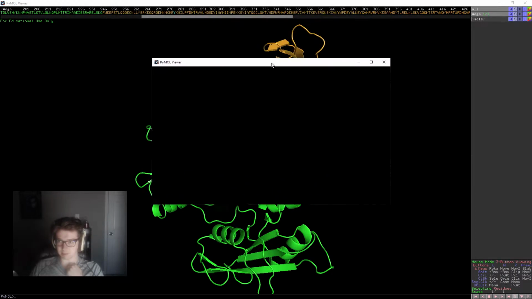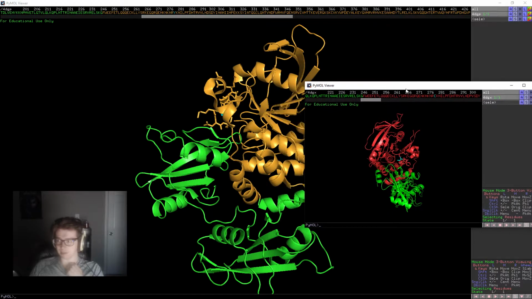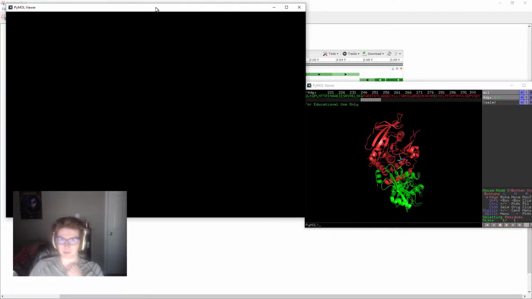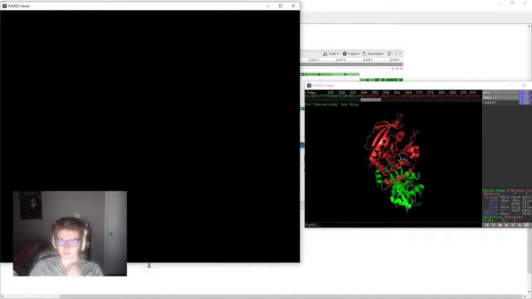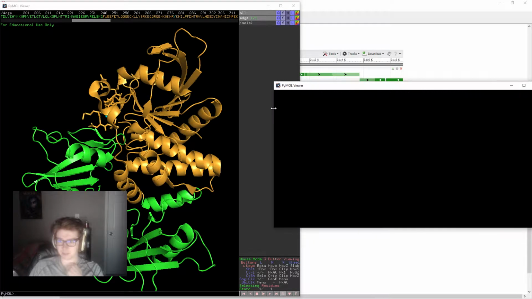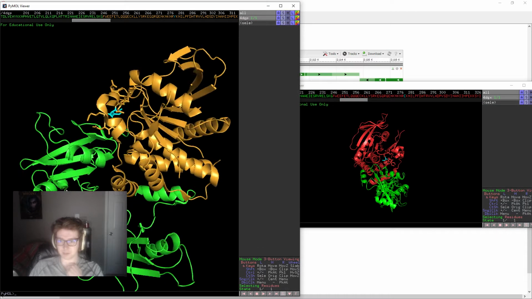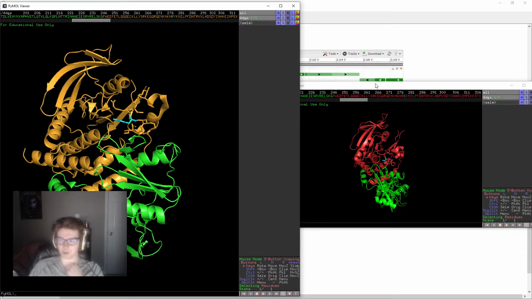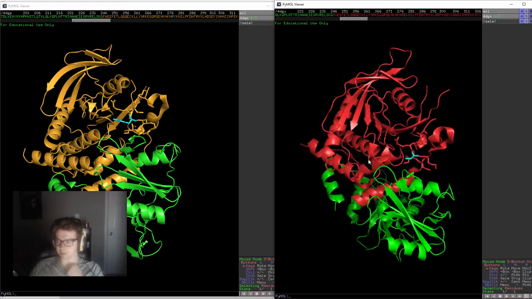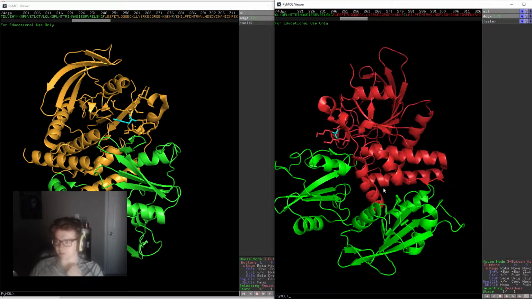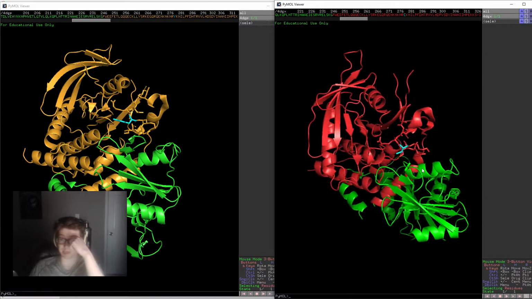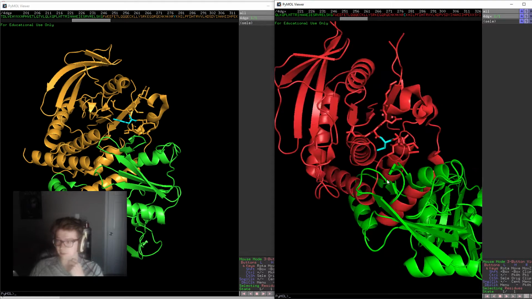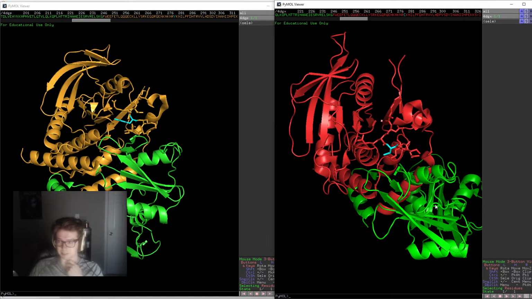Let's do a little side-by-side. So here is our wild type. Let's just flip it around to the back. So you can see it's much more open compared to our mutant. You see how all these beta barrels are much closer in together. So that is physically what is happening when that mutation happens. You can see the difference.